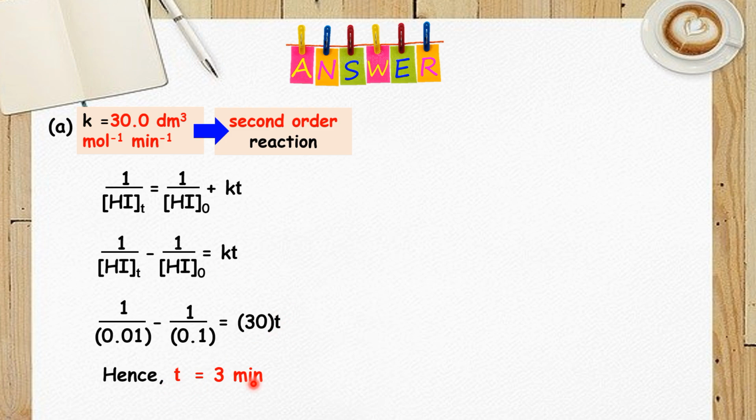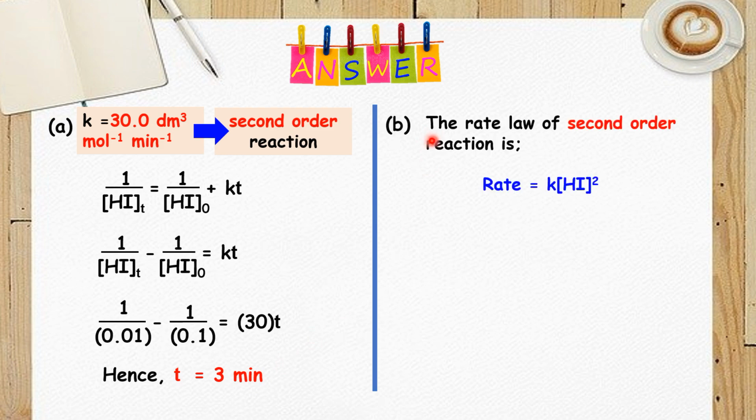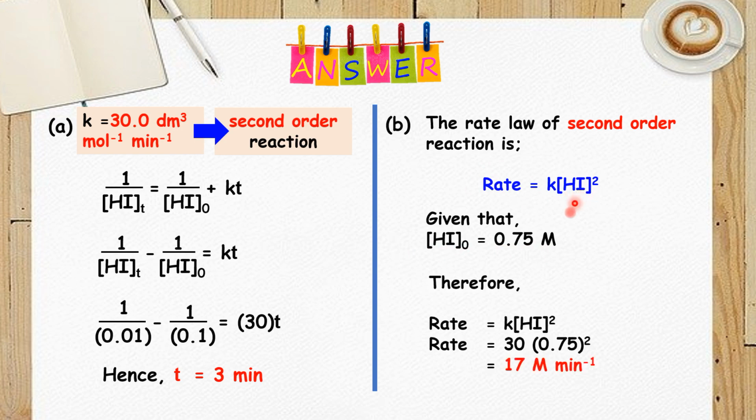For part B, how fast means that we want to calculate the rate. First of all, because it is second order, we have to write the rate law. Remember, the rate law only refers to the concentration of the reactant. So rate is equal to K times concentration of HI to the power of 2. The initial concentration of HI is already given as 0.75 molar. Substitute, we want to find out the rate here. Substitute the concentration of HI and also the value of K, and we get the rate of reaction is 17 molar per minute.